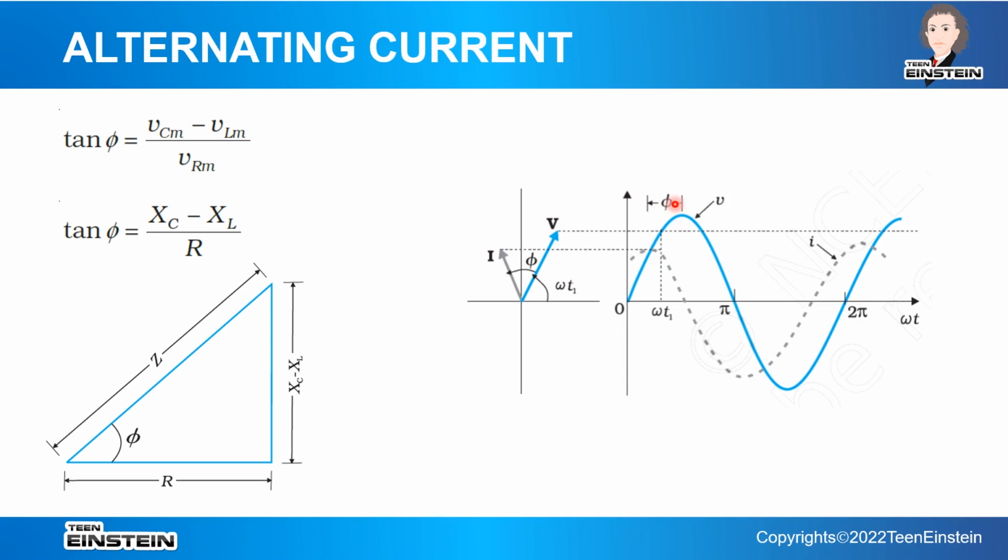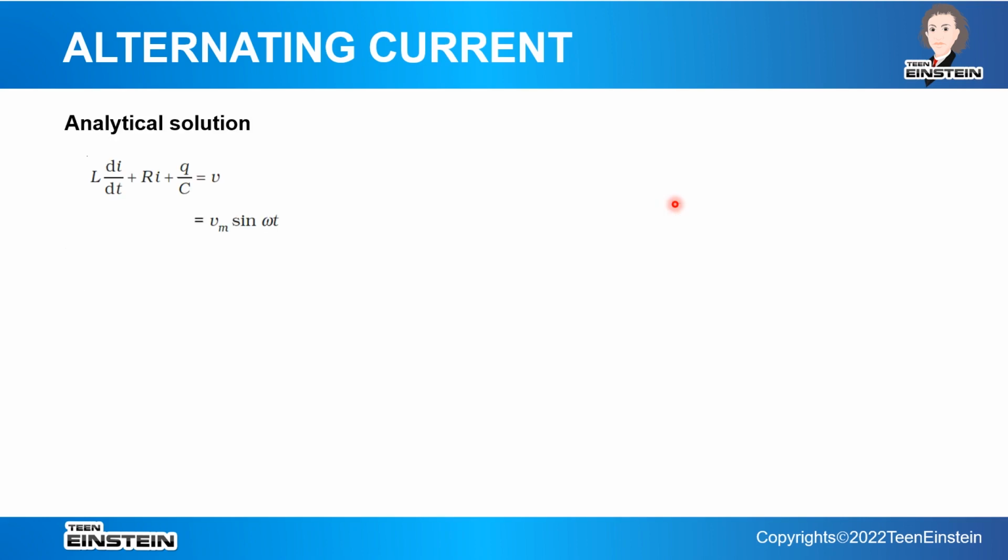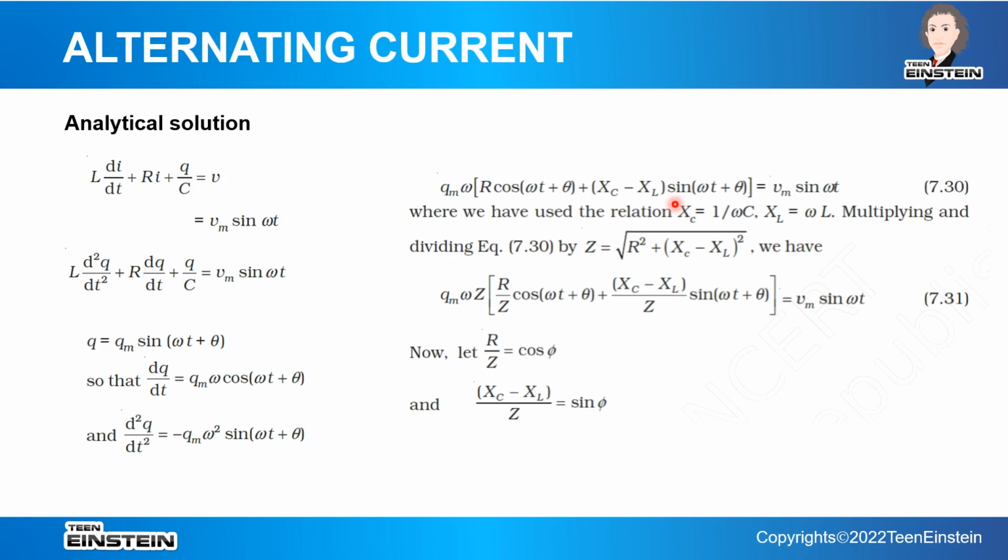Okay. So this is about an LCR circuit. So what did we do so far? We considered an LCR circuit and then we found out what is the solution by looking at the phasor diagrams. But now we are going to do an analytical solution. Analytical means just by mathematically working out the solution, we are going to arrive at the same conclusions.